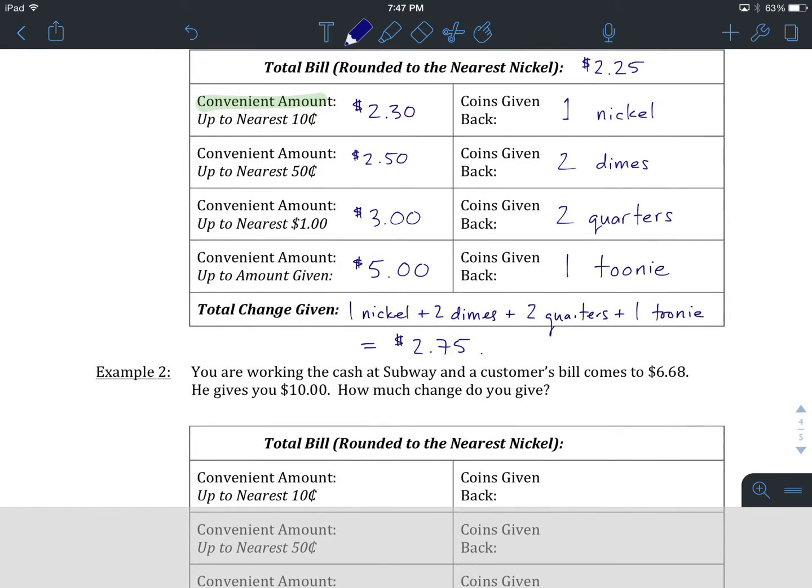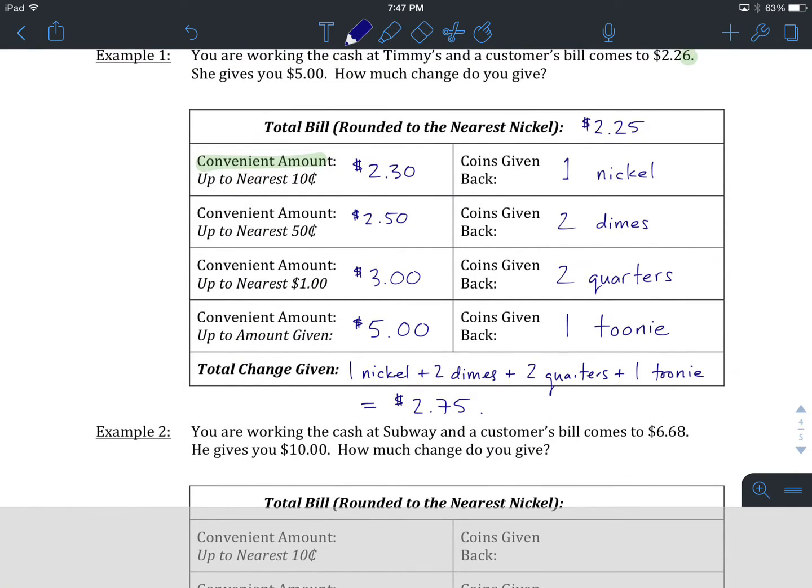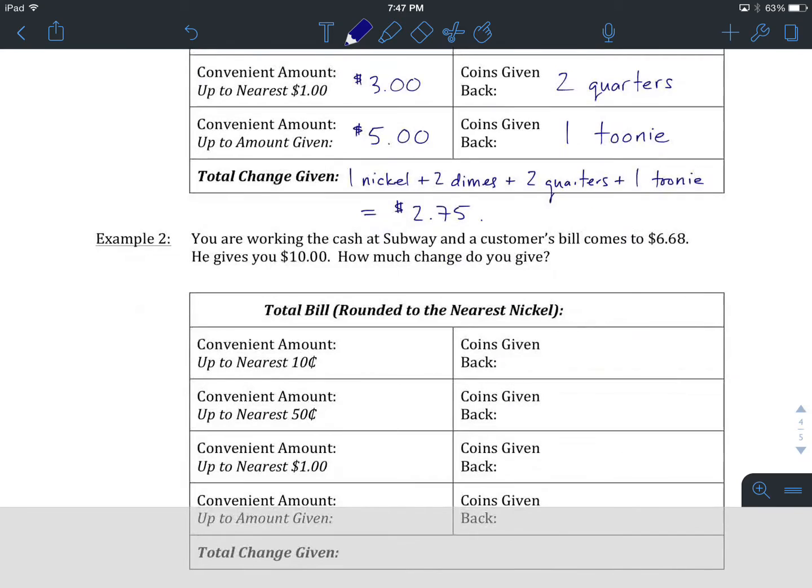So this is the process. We're going to review it as we work through example 2. I'll get you to do a few steps for us along the way, and then we'll let you try one on your own. So example number 2. Imagine you're working the cash at Subway and a customer's bill comes to $6.68. He gives you $10. How much change do you give him back?